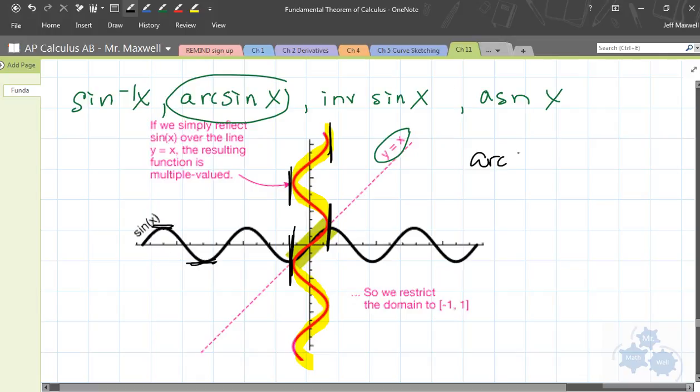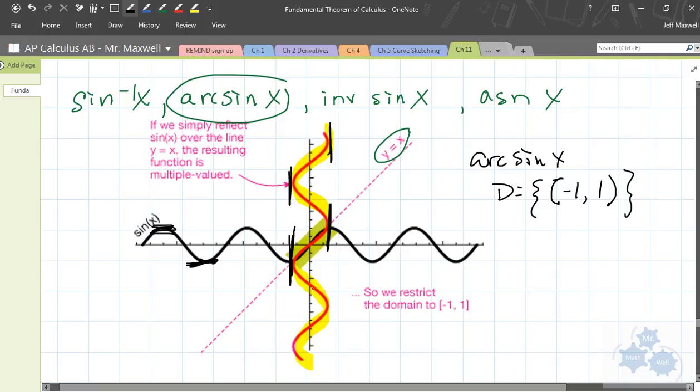So for arc sine of x, the domain is what? Well, what was it here? Positive 1, negative 1 were the boundaries here. So it's going to be the interval negative 1 to positive 1. Okay. And now, in order to make this a function, so here's where it gets a bit tricky.